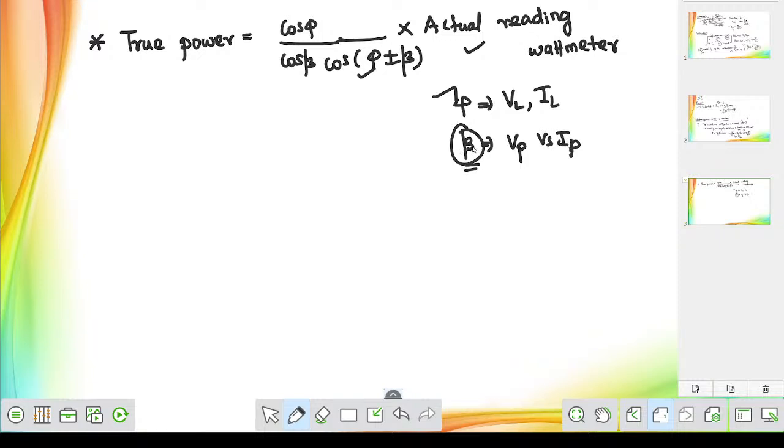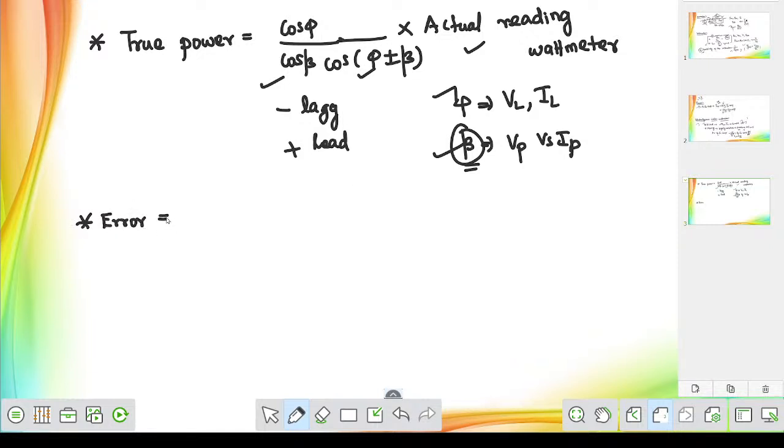So we have seen there are two coils, one is the current coil and another one is the pressure coil. So the pressure coil angle will be given. Directly you can take it from here. Substitute everything into the formula, cos phi divided by cos beta into cos of phi plus or minus beta. Use negative for lagging load and positive for leading load. That's it. Hope you understand. So this is the formula to obtain the true power. Next, sir, if the true power is given and the actual reading is also given, how do we measure the error of the wattmeter?